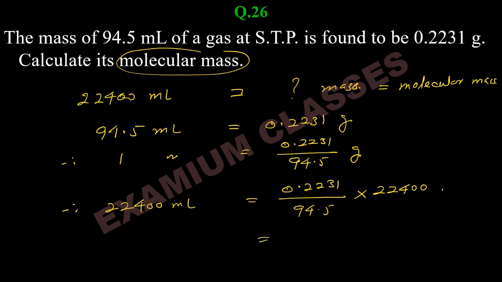So when you simplify this one, 22 into 22 will be 484. 484 divided by slightly less than 100, so it should be around 5. The first digit should be close to 5, and let's see the answer.